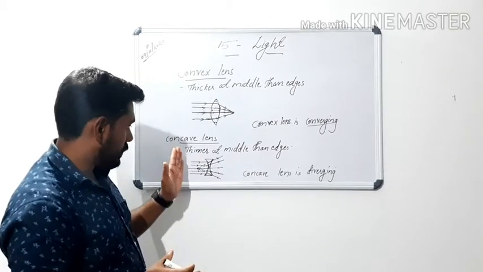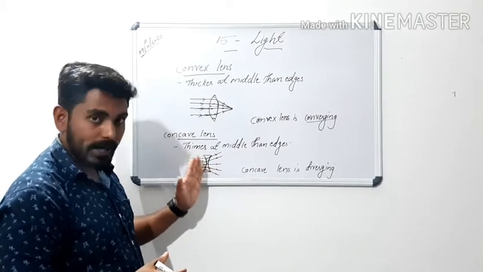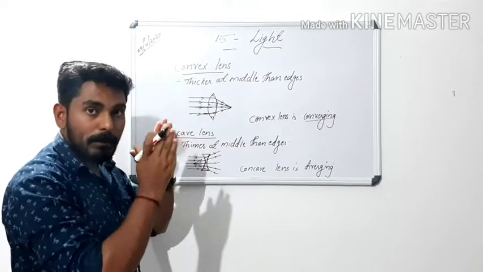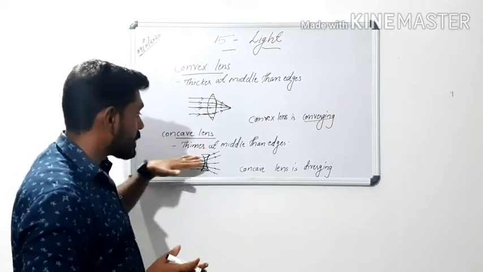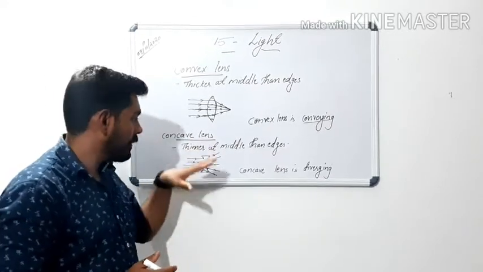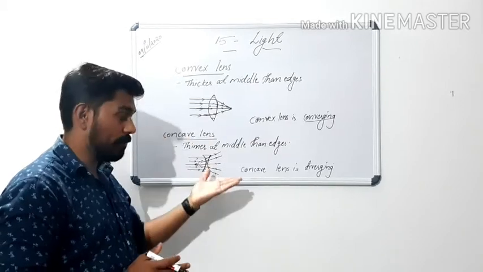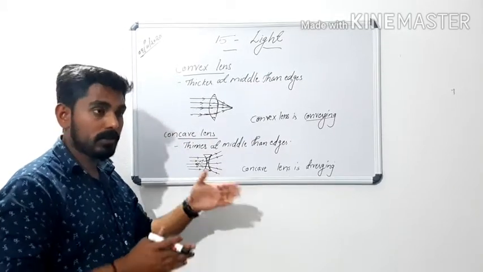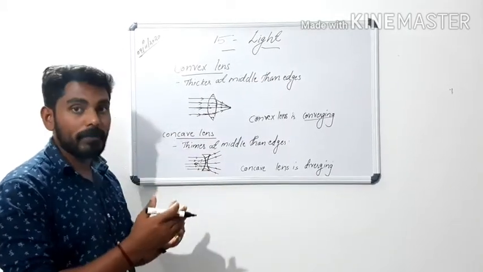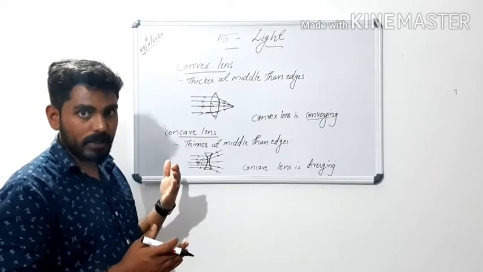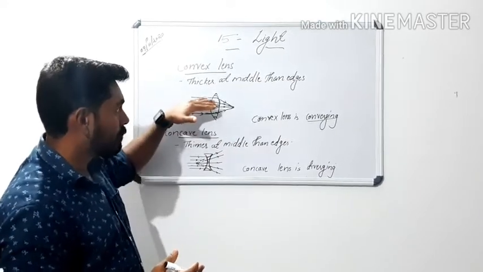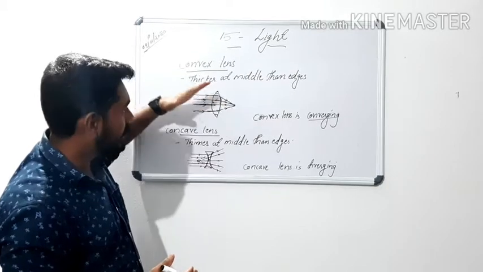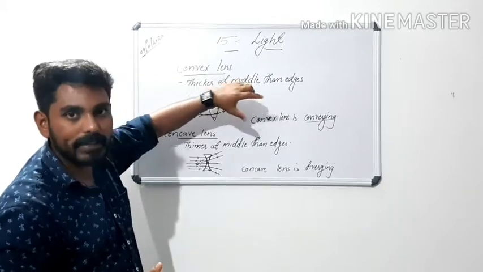Both are lenses, and both surfaces are transparent. That's why the rays always pass through these lenses. In the case of a plane mirror or any mirror, the light is always reflected back. But when rays pass through the lens, they are just bent and diverted at a point.